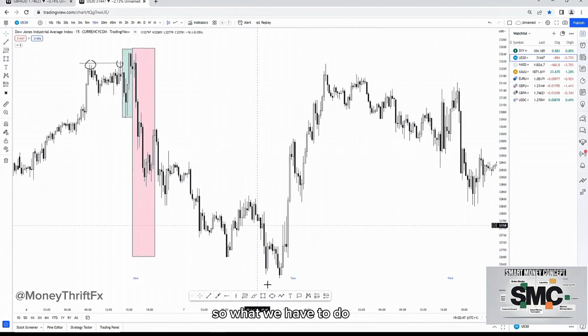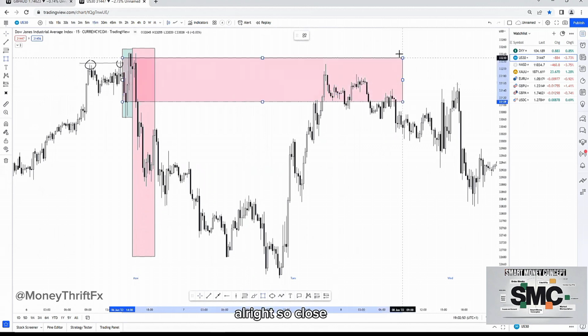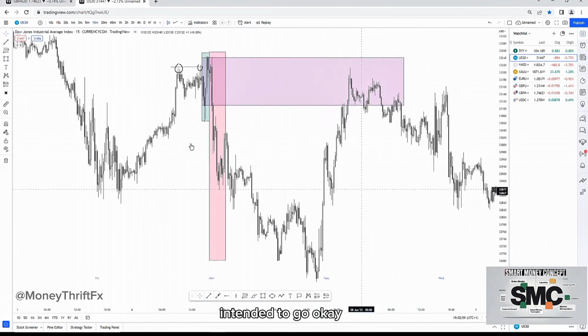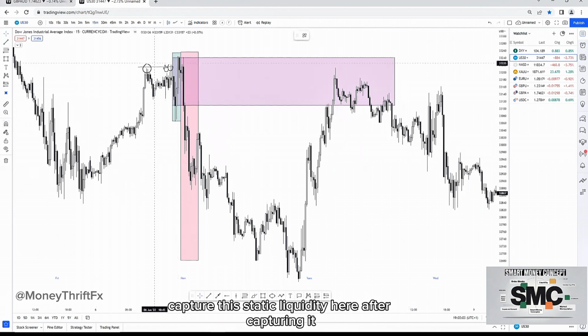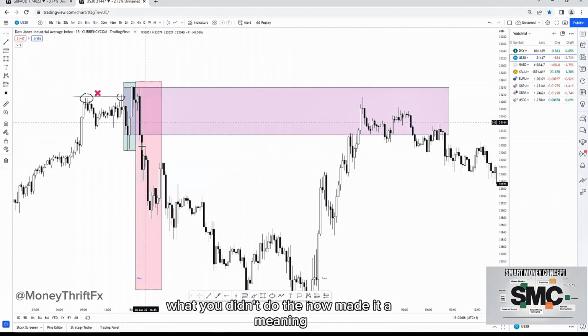So what will they have to do? They will definitely have to come back into those buys they faked out, to close the buys in profit before continuing to their original sell position where they intended to go. So they entered buys. The aim of the buys was to capture this static liquidity here. After capturing it, they made their main move.